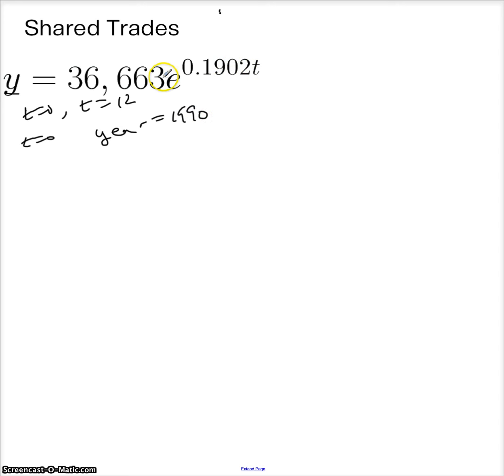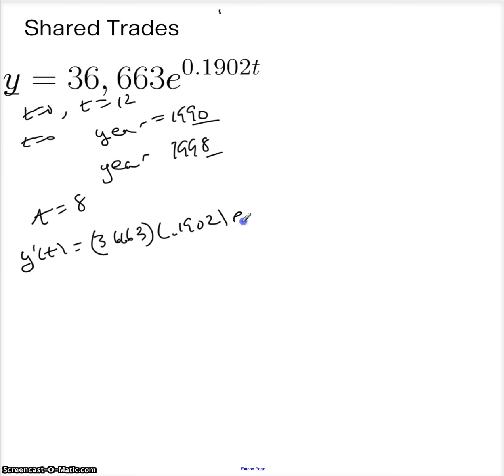At what rate will the shares be traded in the year 1998? You see, going from 1990 to 1998 means my time is going to be 8. Now, I've already got this all set up so that it's in years. So let me find the first derivative. This is going to be 3,663 times 0.1902 e to the 0.1902t. All right, so this is the first derivative.